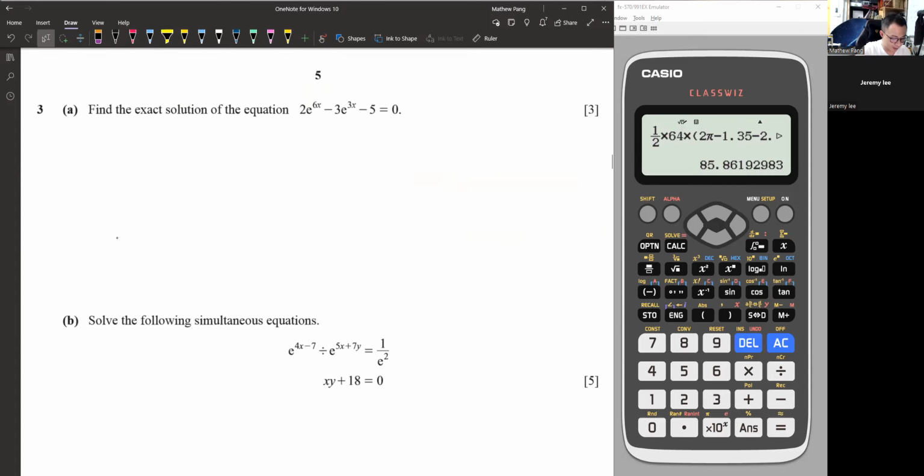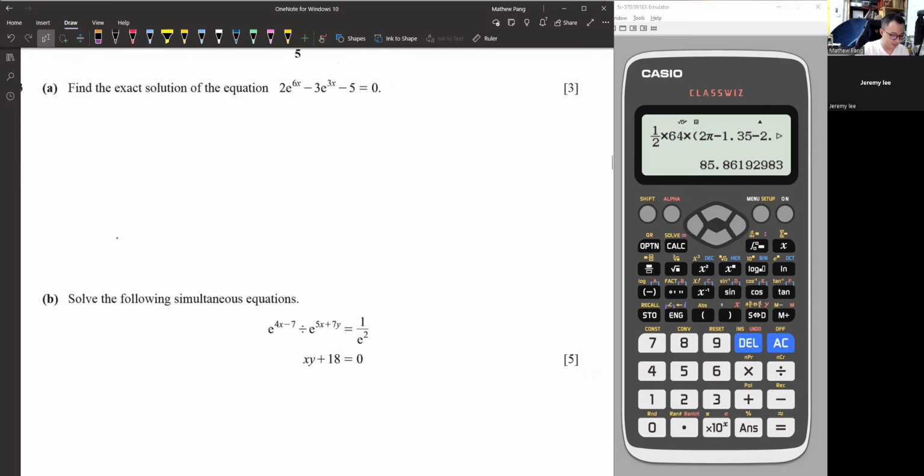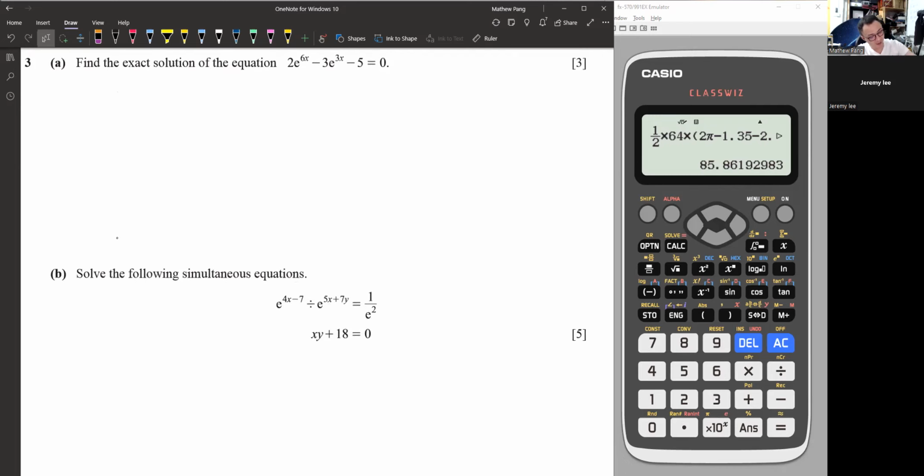Nope. Very good. Okay, very easy indices. Come, Jeremy, you do. Tell me the answer of A and B.